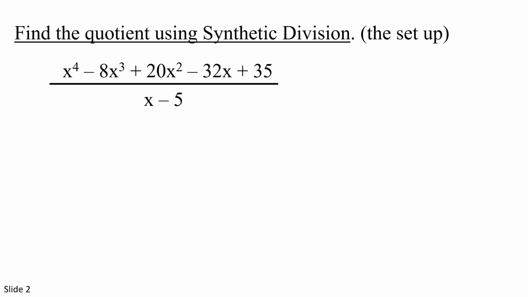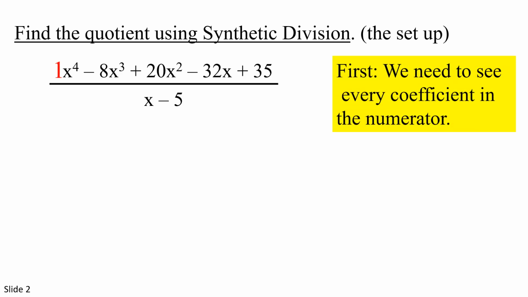Let's find the quotient using synthetic division. So we've got x to the fourth minus 8x cubed plus 20x squared minus 32x plus 35 divided by x minus 5. What we're going to do here is just the setup.